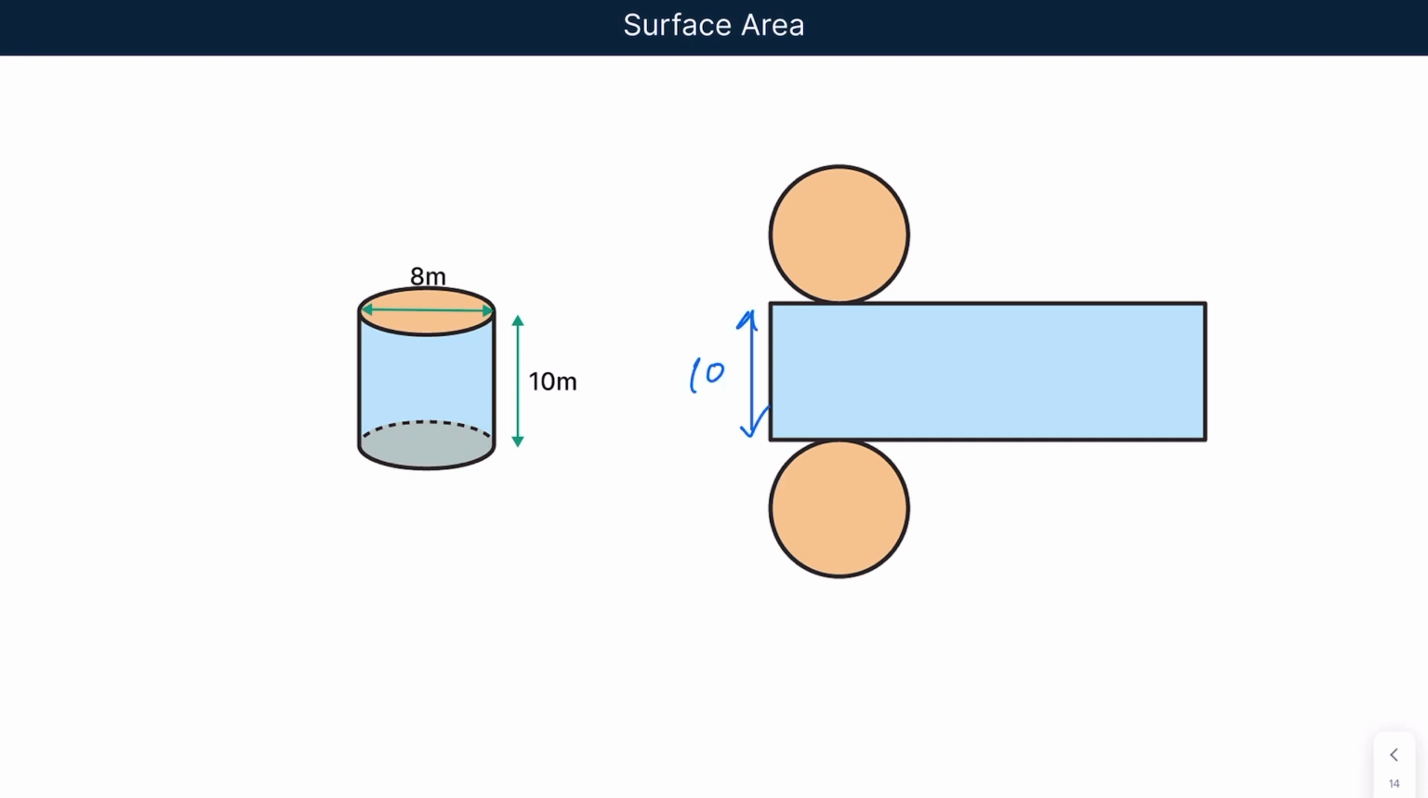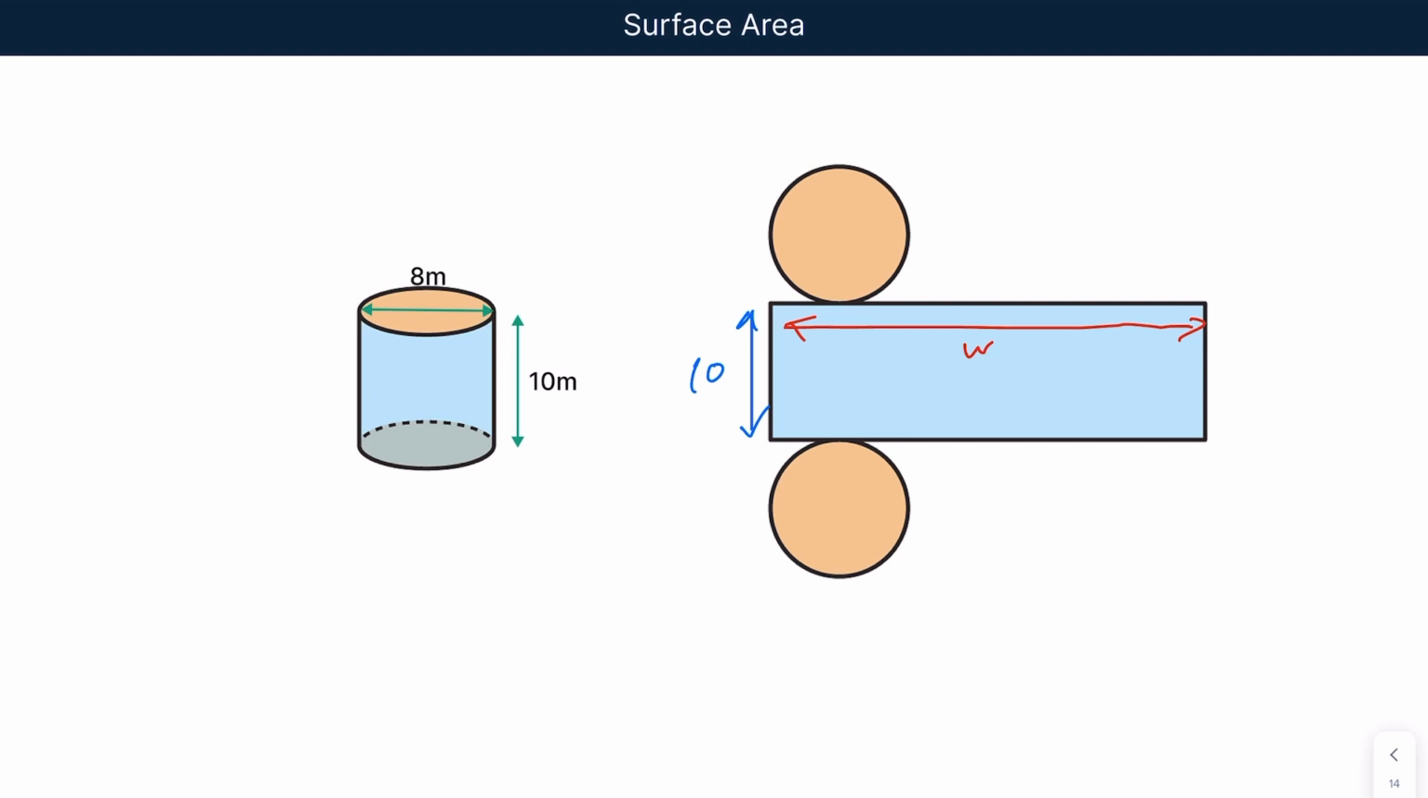Now you might be wondering, how do I know what the width of the rectangle is? The width of the rectangle is the same as the circumference of the circle. If I was to roll out this circle, it would be the same length. So if you can find the circumference of the circle, that is what the width is. That's the only tricky bit in this question, that you have to calculate the circumference to get the width of the rectangle.